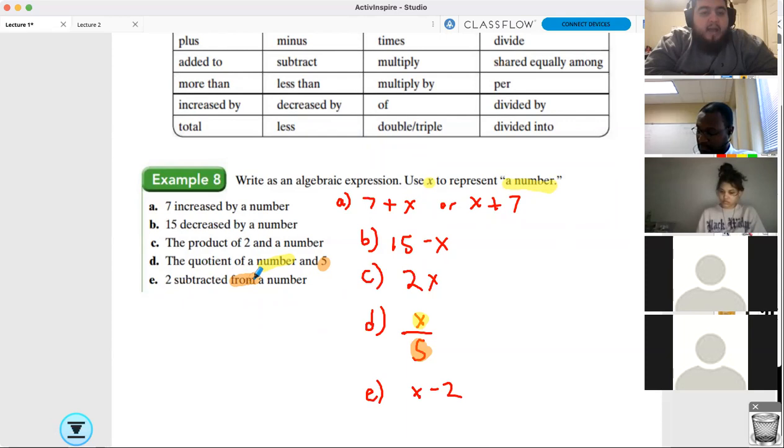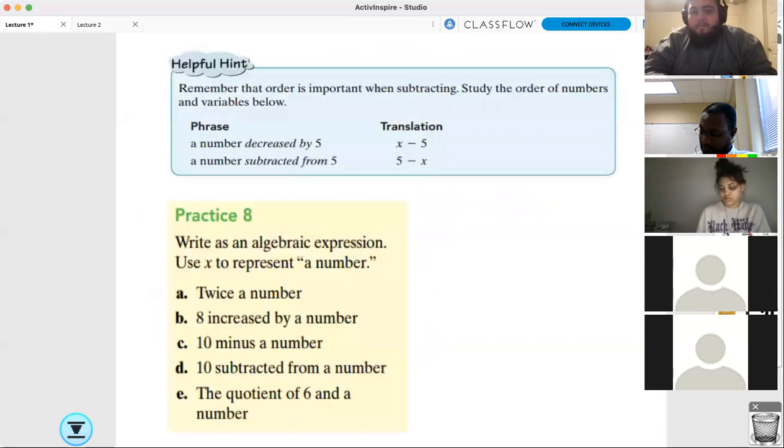What questions do we have so far in example 8, class? Any questions at all? Because you are about to apply the same chart. You're going to use the chart and example 8 to do the next set of practice problems. So before you do practice 8, write this helpful hint down so you can see the differences of these two phrases. I'm going to give you a total of 6 minutes to write that helpful hint and to work through practice 8, okay? 6 minutes.